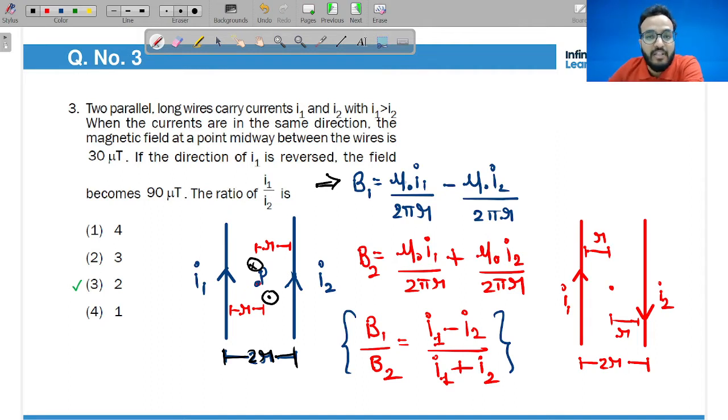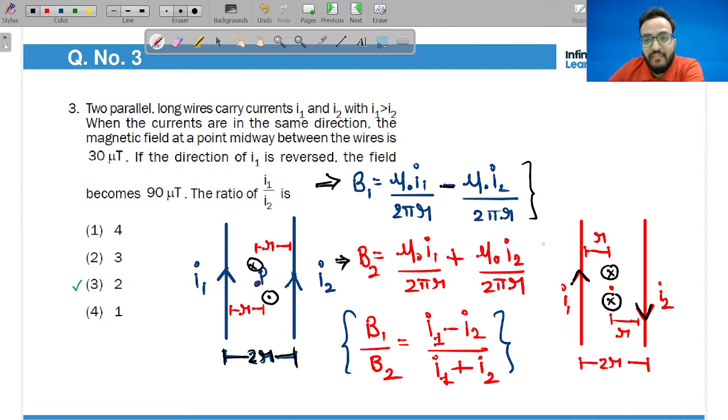So we will say B1 is mu naught I1 by 2 pi R minus, as you can see here in this formula, mu naught I2 by 2 pi R. Can you see this formula? Right? Now similarly we will find out B2 once the current reverses. That means now I1 and I2 are in different directions. Then the magnetic field due to both these wires will be into the plane.